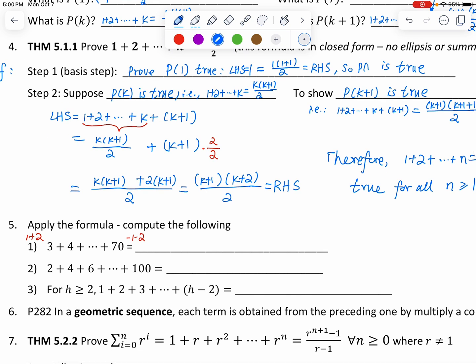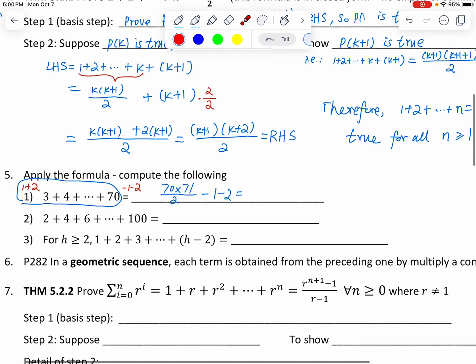So you add 1 plus 2, and then you minus 1 and minus 2, and then here from 1 to 70, the n is 70, so it's going to be 70 times 70 plus 1, which is 71, divided by 2. You definitely have to minus 1 and minus 2 again. So whatever this number is, this should be pretty simple to complete. I'm going to leave you to complete this one, but here's just to show you some ideas.